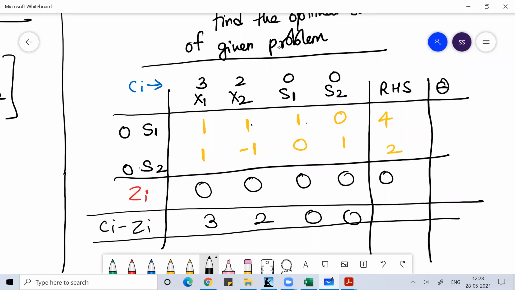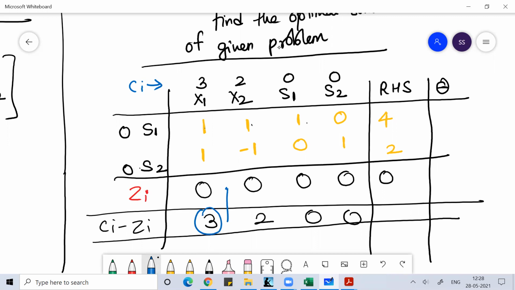We'll try to keep solving this iteration table till Ci minus Zi is either 0 or negative. If they are not 0 or negative, we'll pick the highest Ci minus Zi value. You can see the highest Ci minus Zi value is 3.